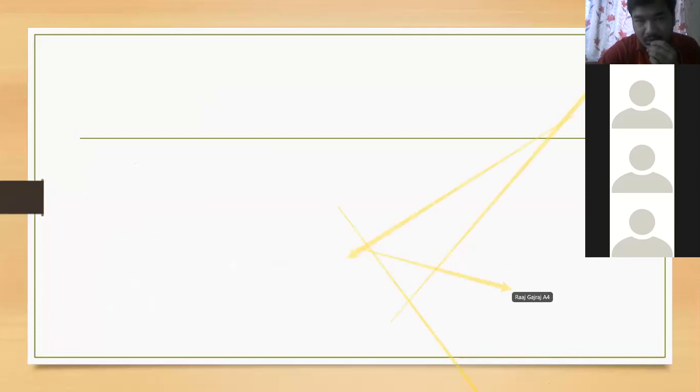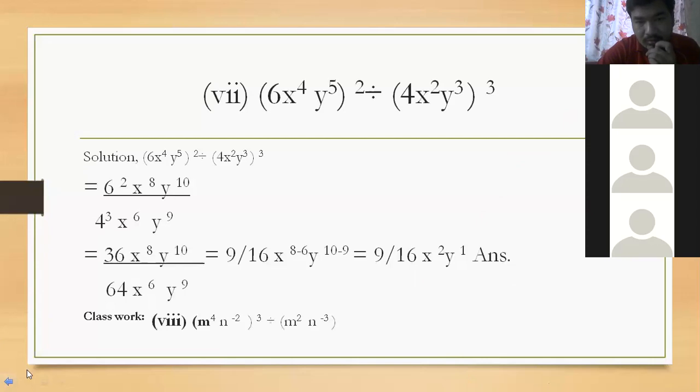Let's solve this classwork. First of all, remove the bracket. This divide means you can write upon, by you can draw a line, okay? M power, how much will it be? M power 12, 4 times 3 is 12. And N power it will be 4 minus 2 into 3 here. Minus 6 it will be, okay?